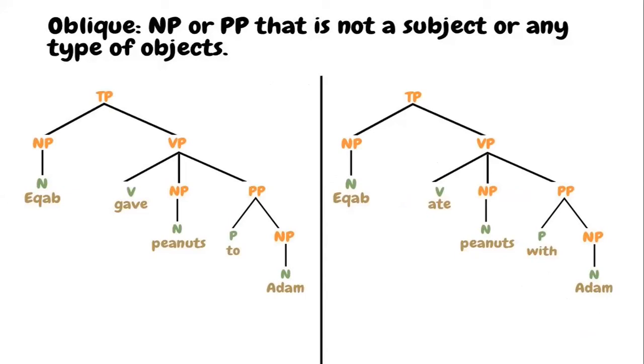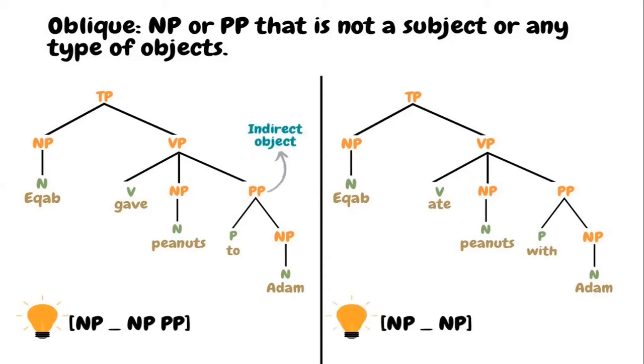In the first one, we have the verb. The first one: Agab gave peanuts to Adam. So we have the verb gave that has the feature NP_NP_PP, and the PP here is the argument of its feature. So the PP is an indirect object.